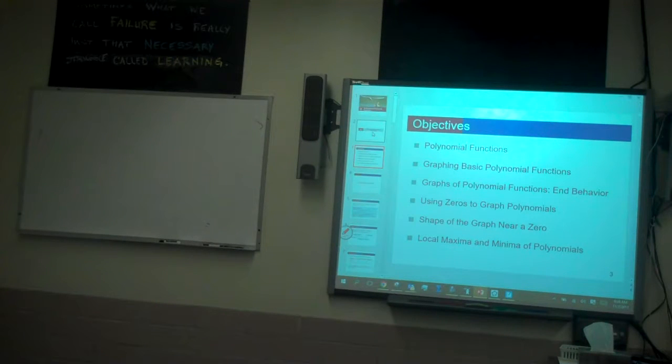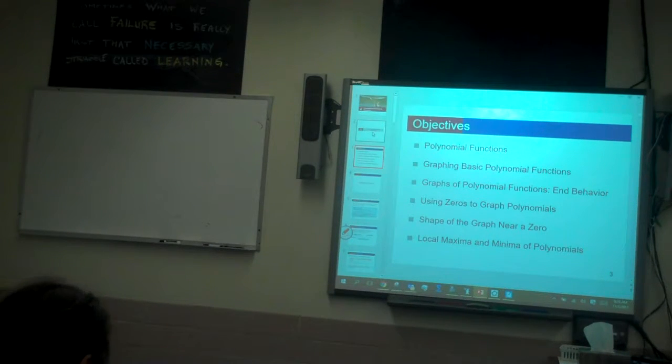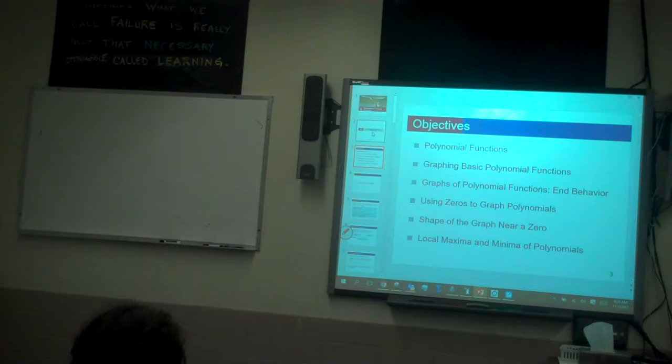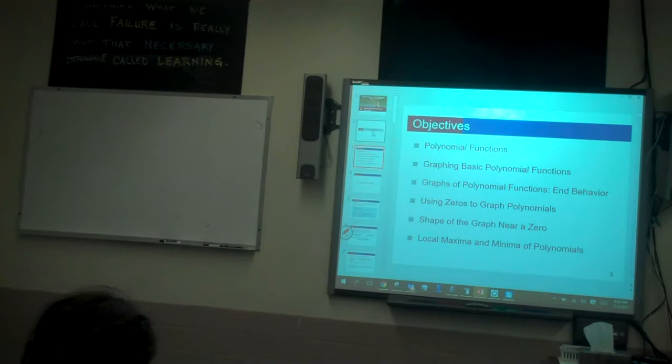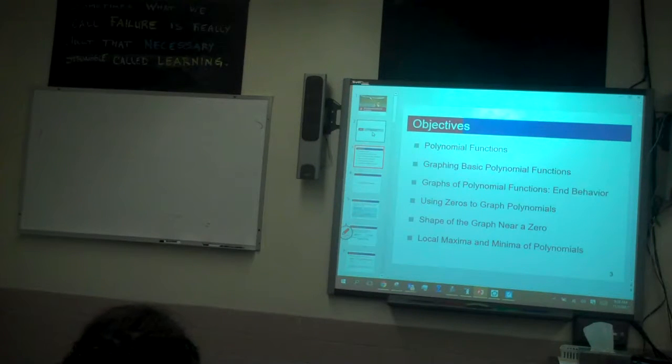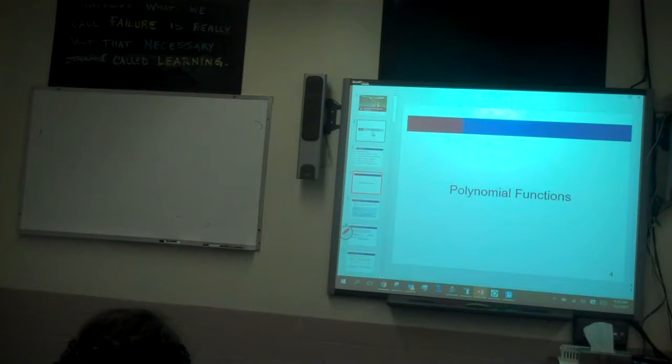Then we'll talk about the shape of a graph near a zero. You guys remember hearing double roots last year? Okay, we'll talk about double roots, talk about triple roots, quadruple roots, that kind of stuff. It's referred to as multiplicity of roots. We'll talk about that and see what it means to us graphically. And then talk about local maximum and minimums of polynomials and how, not necessarily maybe how to find them, but how to know how many I'm going to have. Okay. What happens in calculus is we come up with a tool that allows us to find maximums and minimums much easier than any tool that we currently have.